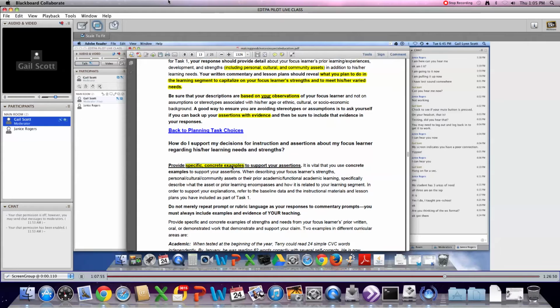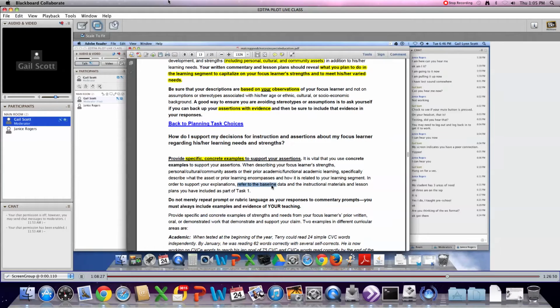Actually, I'm talking about strengths. Johnny's really good at math. Thank you for playing. Johnny is able to compute 3 digits plus 3 digits, addition, regrouping across zeros. That's specifically describing a student's strengths. Okay, be very specific. Refer to baseline data when needed.